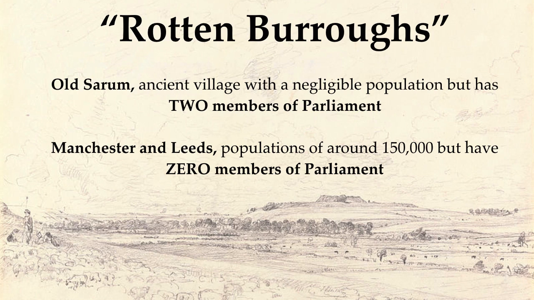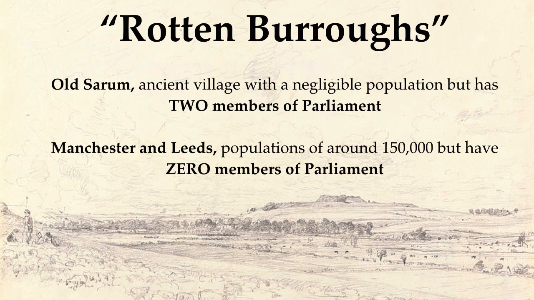So the best example, or the one that all of us AP Euro teachers refer to as the best example of a rotten borough, is this place called Old Sarum, which was an ancient village that goes all the way back to the 11th century, the time of William the Conqueror, but it had a negligible population. It might have had no people living in it, I don't know, but a very, very small population, if any, and it still had two members representing Old Sarum in Parliament. And of course, these two people would be very supportive of the aristocrats. So they'd be very conservative.